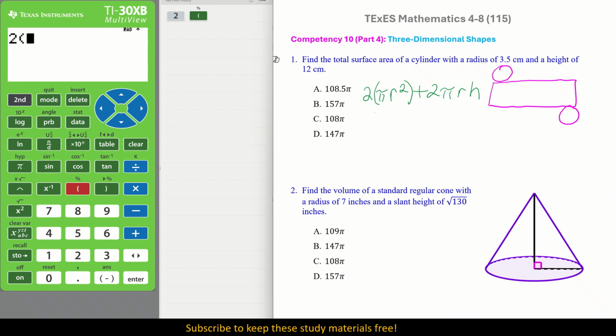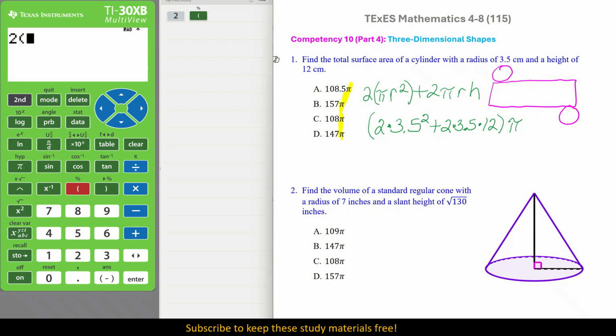What does that actually give us in the calculator? 2 times 3.5 squared plus 2 times 3.5 times 12. Pi will be hanging out. We will not enter pi in the calculator. I wrote that for a reason, I was going to highlight. Because it is in terms of pi, we are using it like a variable.